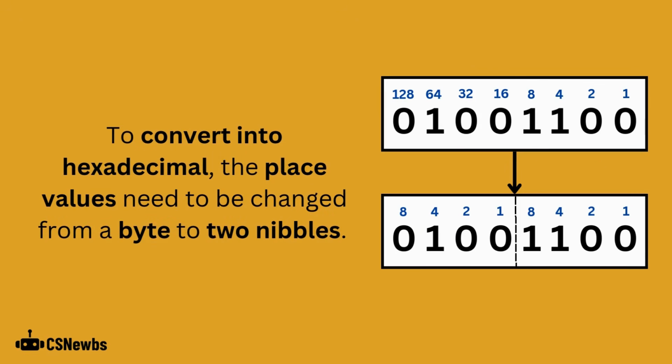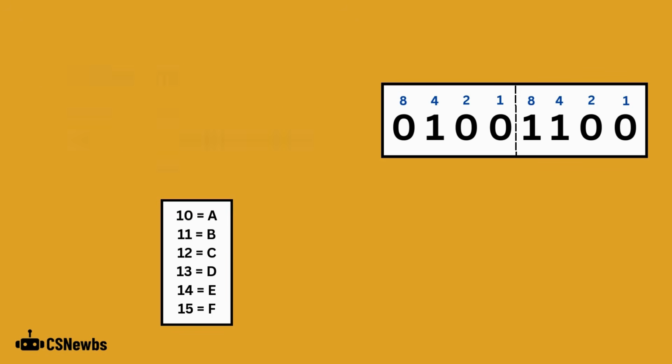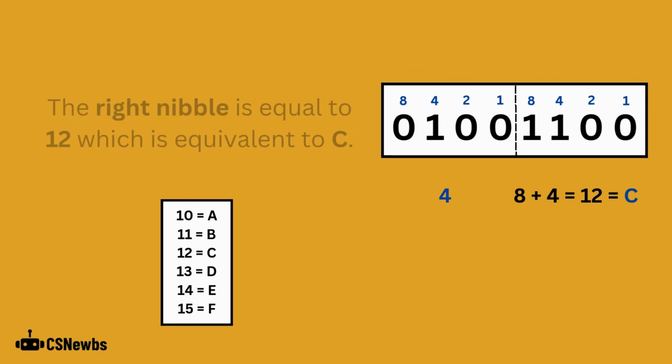To convert the number into hexadecimal, the place values need to be changed from a single byte to 2 separate nibbles, with 1, 2, 4, 8, 1, 2, 4, 8 as the place values. Hexadecimal represents 16 values, 0 to 9, and then A to F. 10 to 15 are replaced by letters. Add together the place values that have a 1 beneath them. For the left nibble, it is just 4. The right nibble is equal to 12, 8 plus 4. 12 in hexadecimal is equivalent to the letter C.